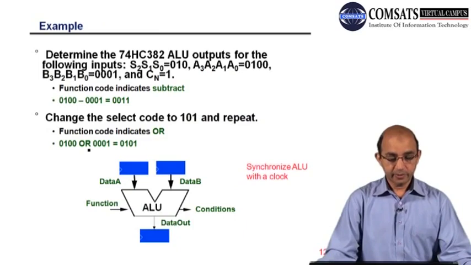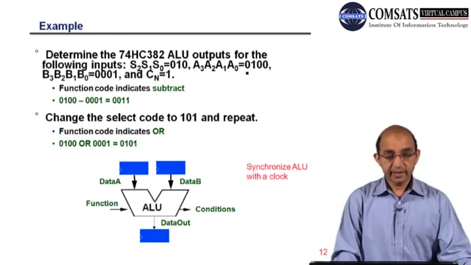So here we have an example. So we have 0, 1, 0. And this is the data that is available at the input. This is for A's and this is for B's, and carry in, Cn. So it means the carry in the least significant bit position. And the function code indicates we have to subtract A from B, so A minus B. So this is the resultant.